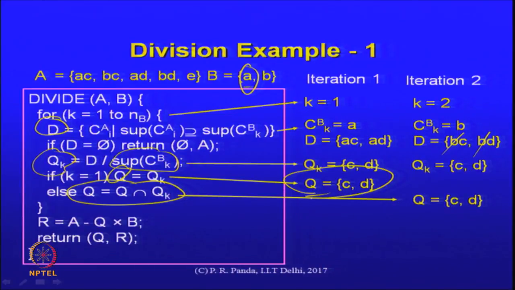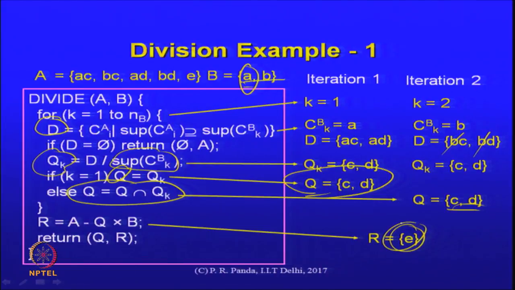So, that is the end. There are only 2 cubes in B. So, I am out of this with the Q being CD and R being E. Does that make sense? Is that an expected quotient and remainder for this division? Yeah. Basically, we are saying that A can be expressed as A plus B times C plus D. E is the odd one out, so that is the remainder.